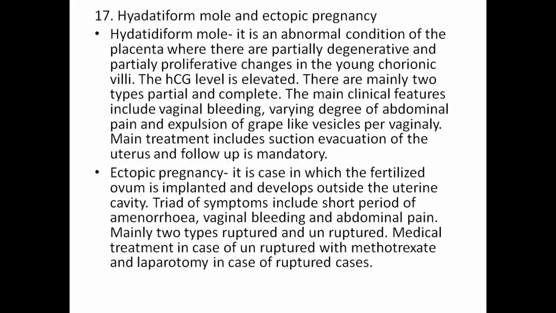Ectopic pregnancy is a condition in which the fertilized ovum is implanted and develops outside the uterine cavity. The triad of symptoms in case of ruptured ectopic includes a short period of amenorrhea, vaginal bleeding, and abdominal pain. Mainly two types, ruptured and unruptured. Medical treatment in case of unruptured is with methotrexate, and laparotomy in case of ruptured.